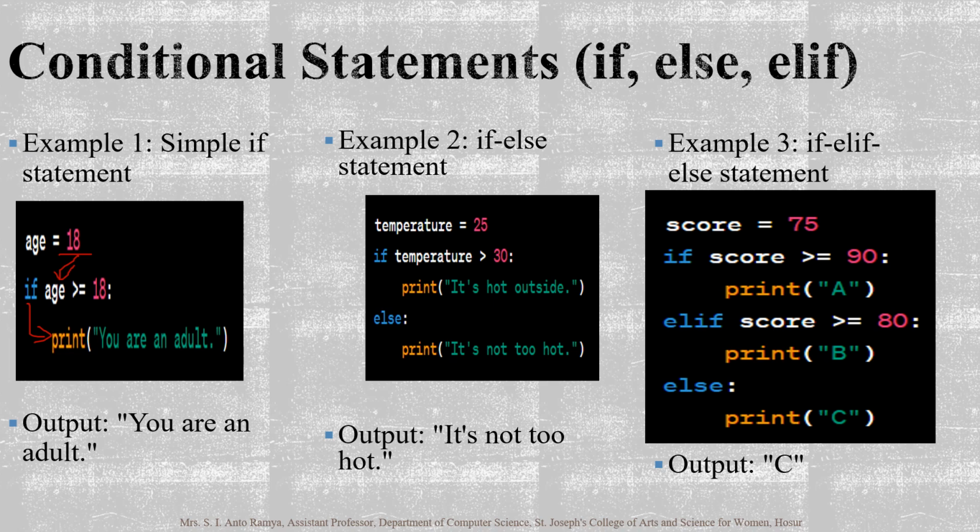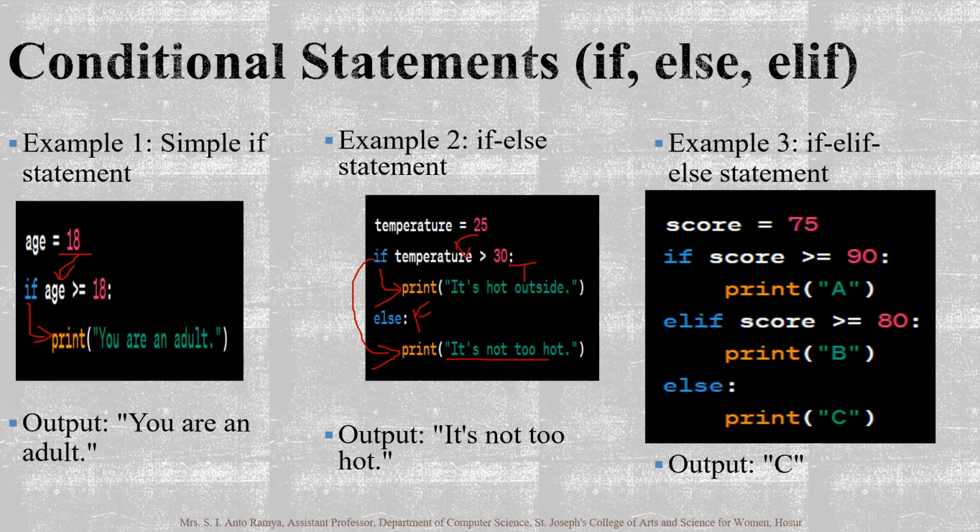The second one is if else statement. Temperature is equal to 25, if we are giving the condition temperature is greater than 30. So substitute the value 25 here. 25 is greater than 30. It is false. So it won't go to the true block. So after if whatever is there, it is called a true block. So since this statement is false, it will go to the else block. Else block is also called a false block. So 25 greater than 30 is false. So come here. What it is going to print is it's not too hot. So that is going to be your output.